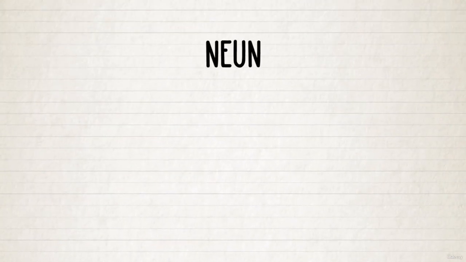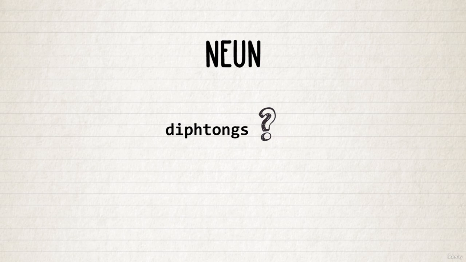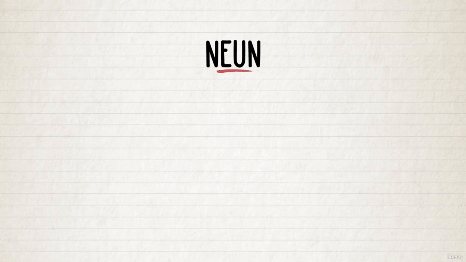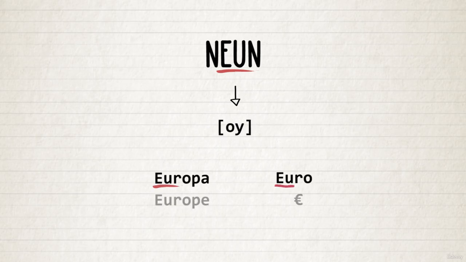Neun. Remember the German diphthongs, two letters that go together and always get pronounced the same way? Like EI that gets pronounced as I, and IE that gets pronounced as a long, slow E? Well, congratulations, here is another one. EU. And it gets pronounced as Oi. Like for example in Europa or Euro.